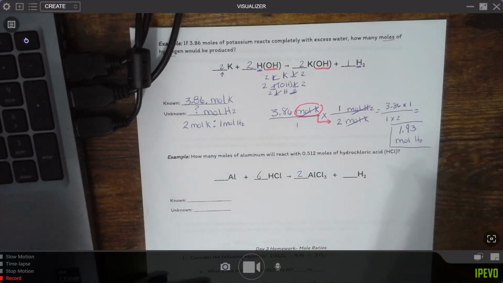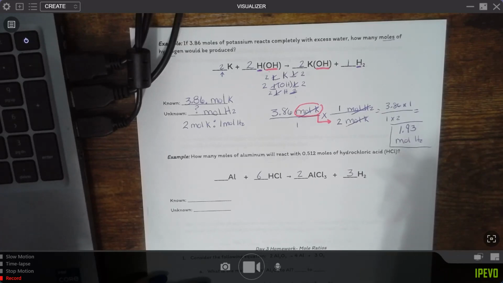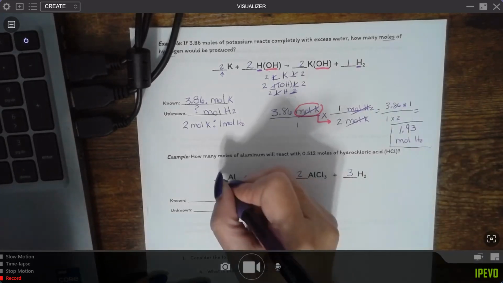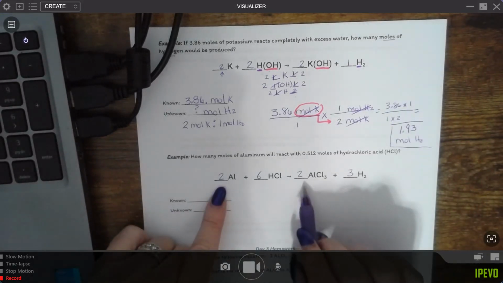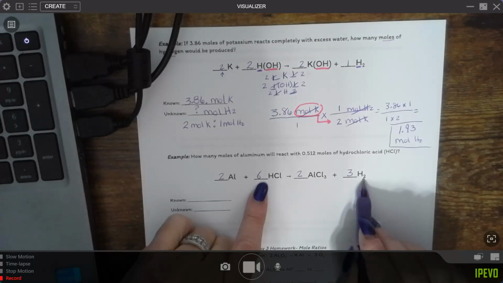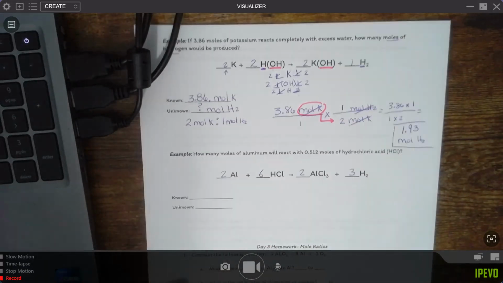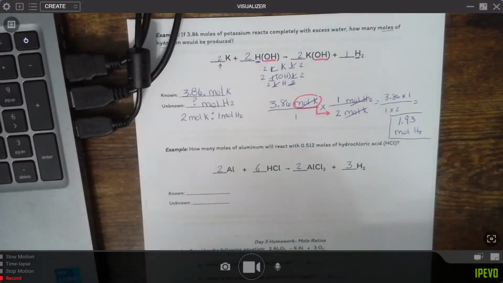All right, so let's see. And do I have this right? Let's see. So 2 aluminum, 6 hydrogen, 3 times 2 is 6 hydrogen, 6 chlorine, 6 chlorine. Okay, so here's my balanced chemical equation.